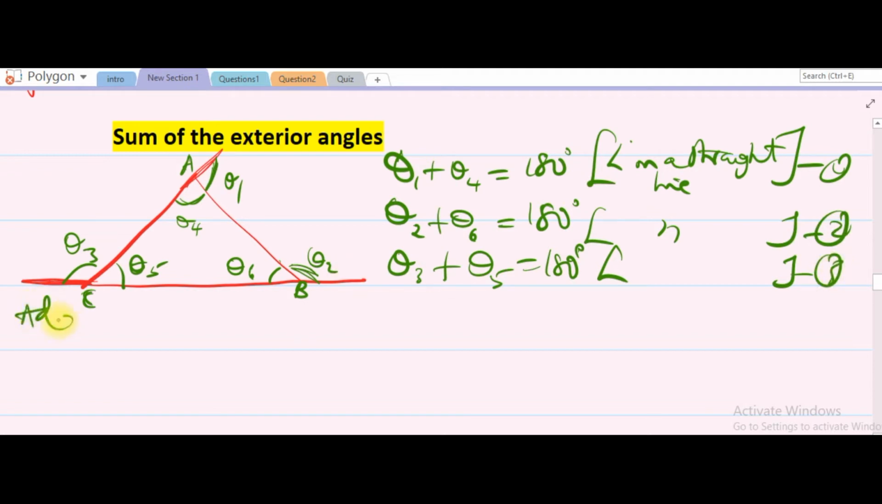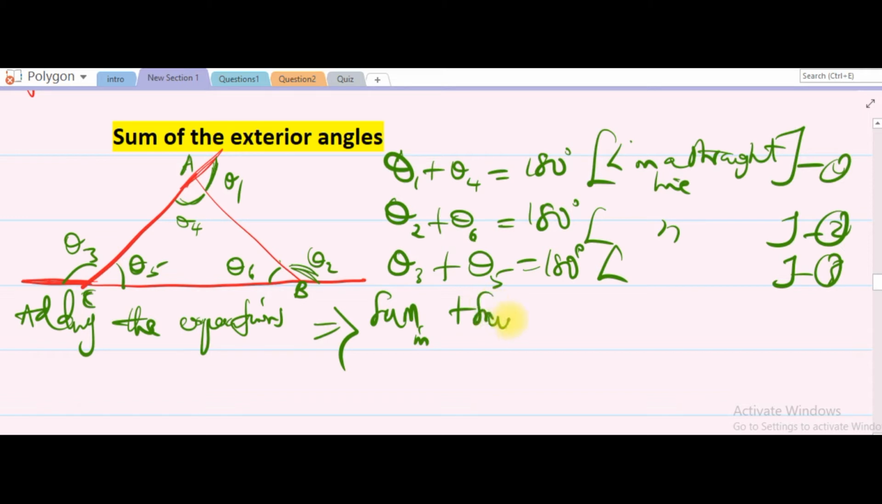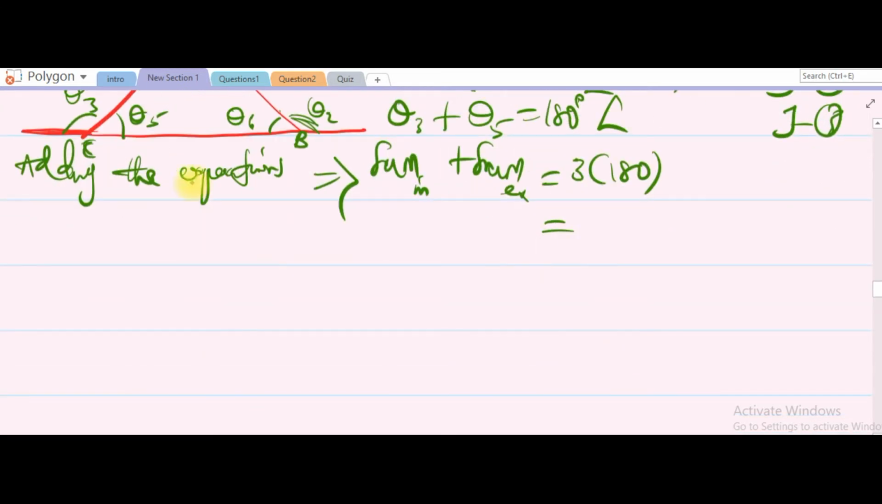So adding all the equations, theta 1 plus theta 2 plus theta 3 is the sum of exterior angles, while theta 4 plus theta 5 plus theta 6 is the sum of interior angles. It's always equal to 180 plus 180 plus 180, which is 3 times 180. Remember, we are looking for the sum of the exterior angles, so making it the subject of the formula.